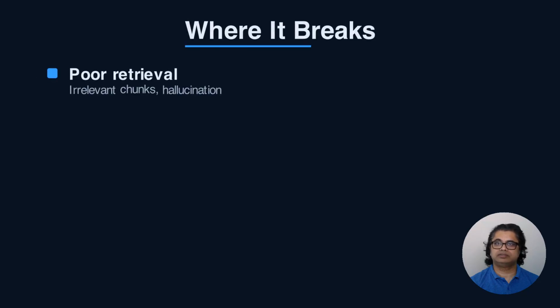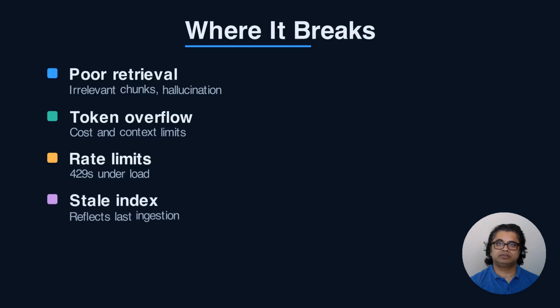Here's where these systems fail, and almost none of it is the model's fault. The most common failure is bad retrieval. If your chunks are too big, too small, or poorly indexed, the search returns irrelevant context and the model confidently hallucinates. Second, token limits. Stuff too many chunks into the prompt and you blow the context window or your cost per call. Third, rate limits. Azure OpenAI enforces tokens per minute quotas, and under load you'll see 429 errors unless you've provisioned throughput or added retry with backoff. Fourth, stale data, because the index only reflects the last ingestion run. Most quality complaints trace back to retrieval, not the language model.